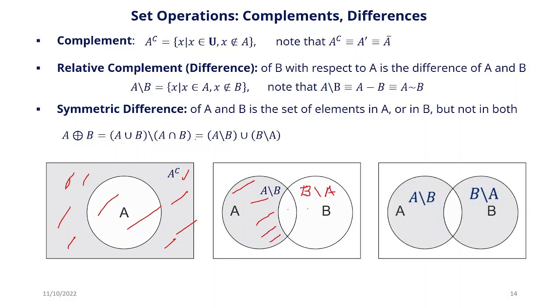In this part, the symmetric difference is the set of elements in A or in B, but not in both. So what we have here now is we take this A bar B and we unite it with this B bar A. Everything you see on this side union everything you see on this side is what this is.